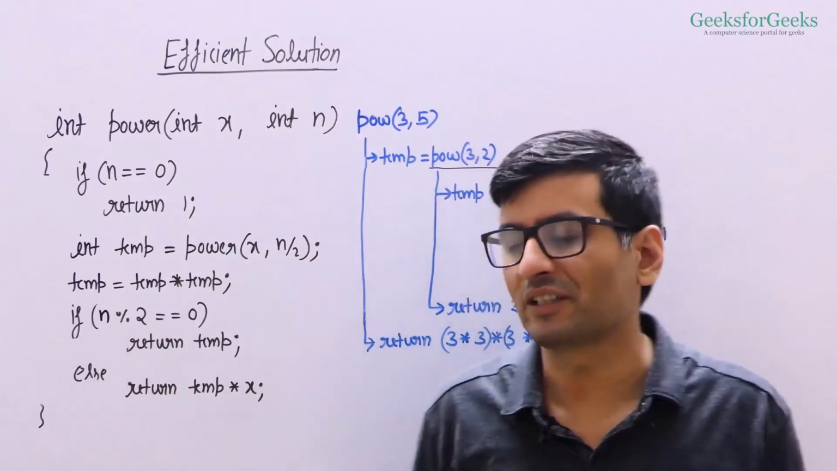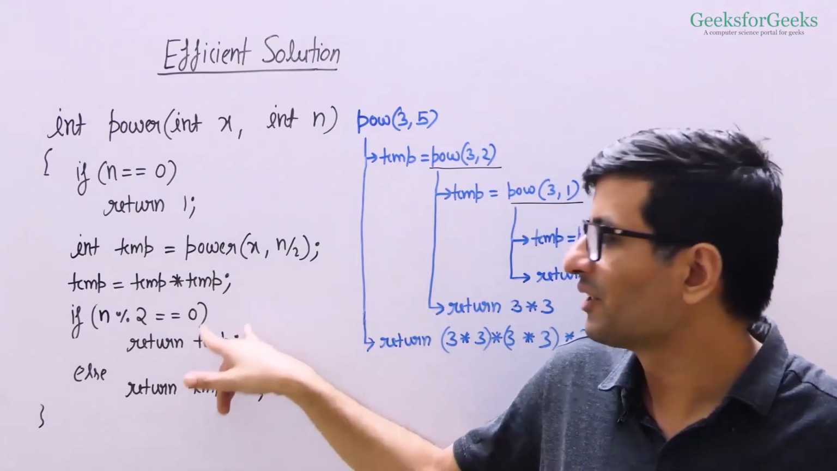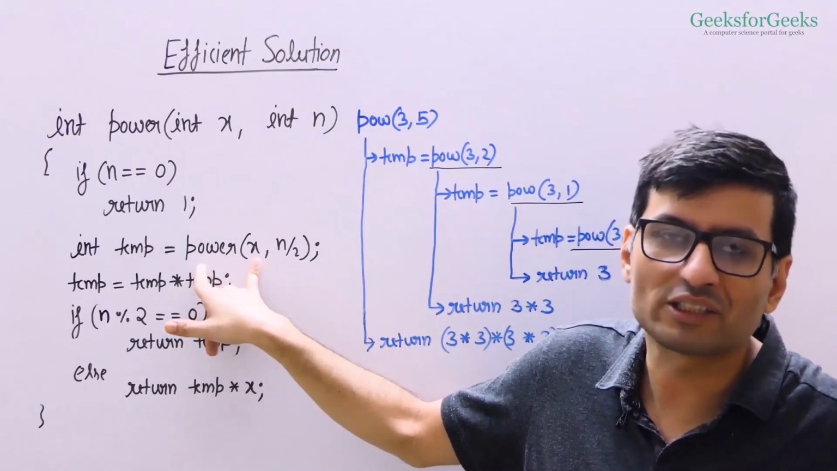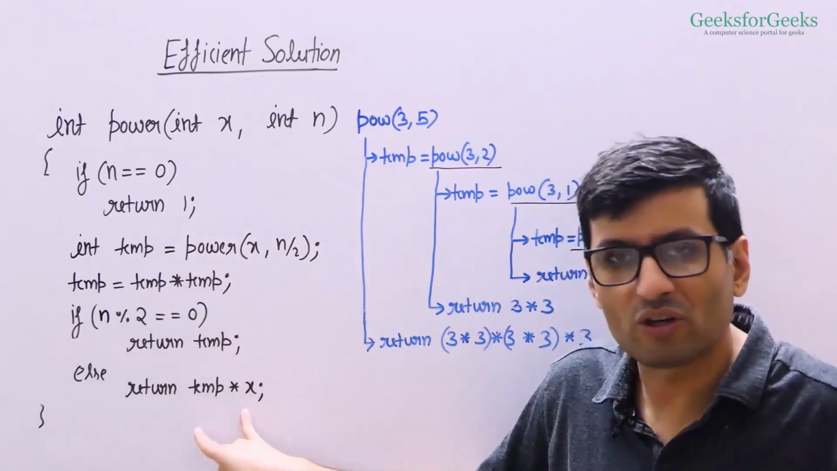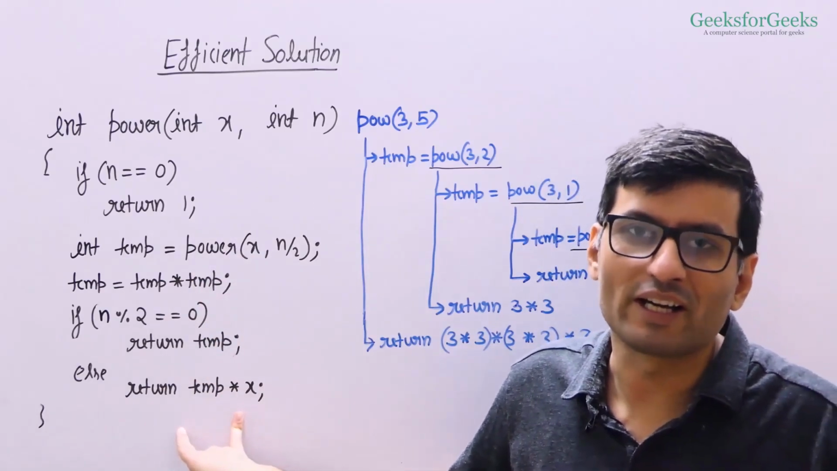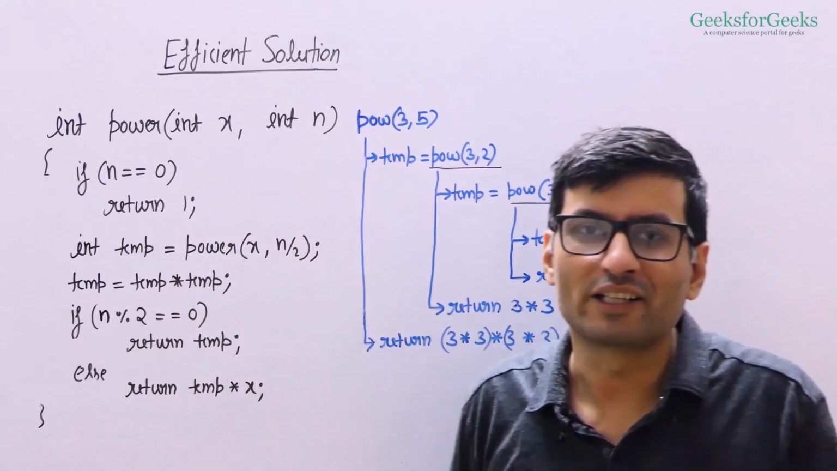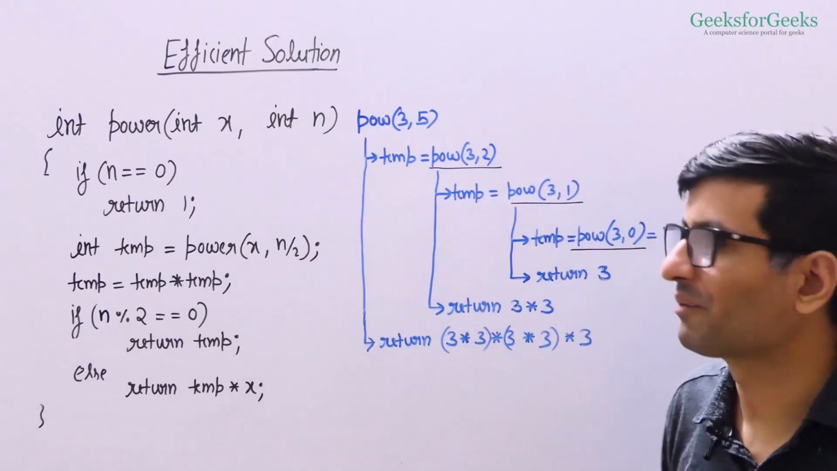If n is even, then our result is simply temp, right? Which is x raised to the power n by 2 into x raised to the power n by 2. And if n is odd, then we need to multiply x one more time. Let us see the dry run of this code with this example.